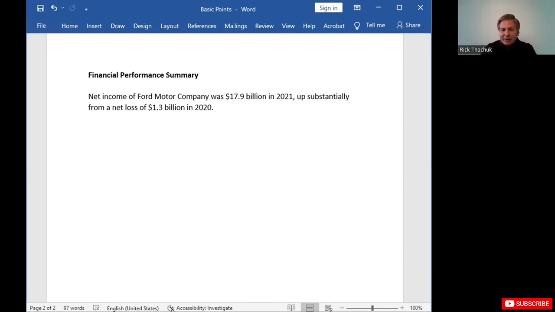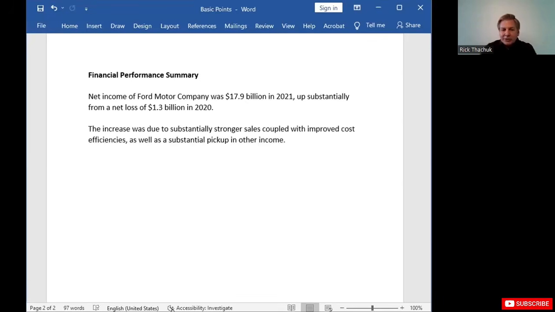Now we need to describe the rest of it, and we can actually do that in one sentence. Take a look at what I have. The increase was due to substantially stronger sales coupled with improved cost efficiencies, as well as a substantial pickup in other income. So this is an example of what I would write to describe financial performance of Ford Motor Company in 2021. Two short sentences. Now, your description may be different from this. That's fine, as long as you have the main points in your discussion, then that is what matters.